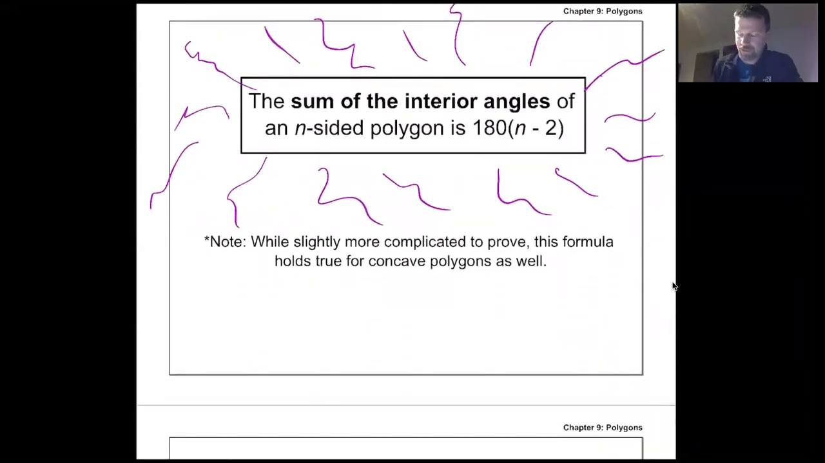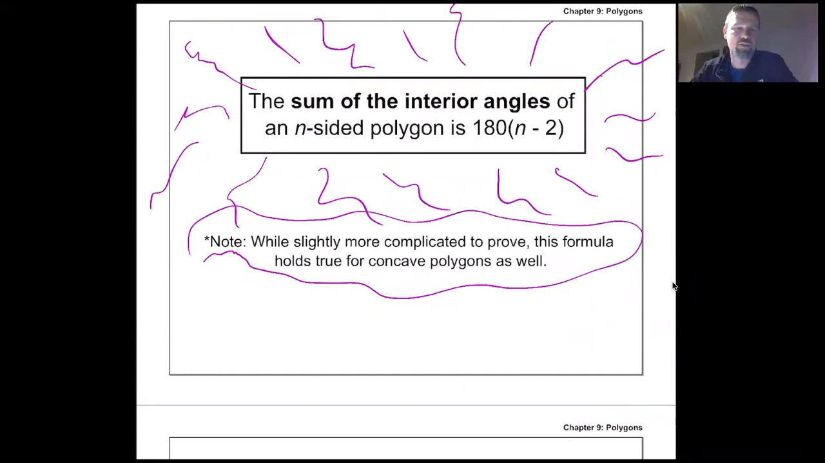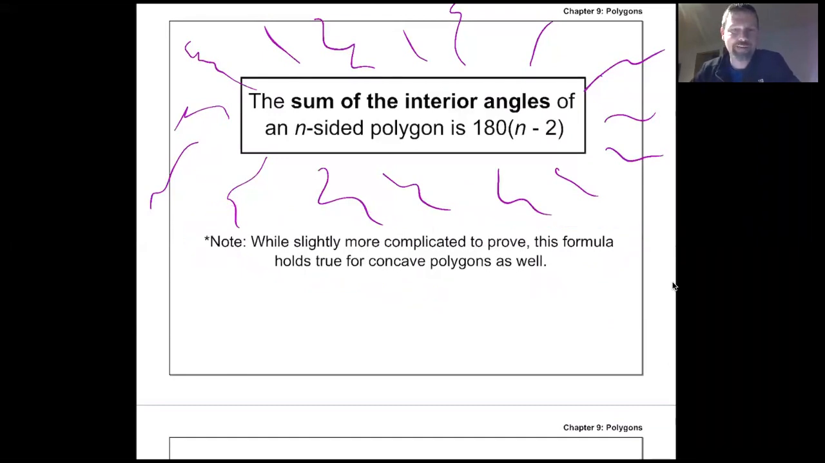All right, there is a note here. While slightly more complicated to prove, the formula does still hold true for concave polygons. We just aren't caring so much about concave polygons in this book. They don't really show up a lot. So side note, it works for concave polygons, but we're not going to be using concave polygons a whole lot.